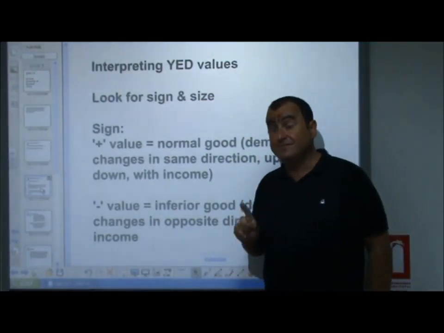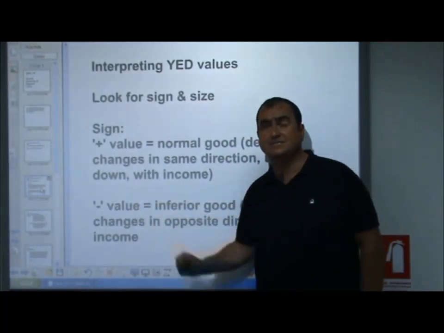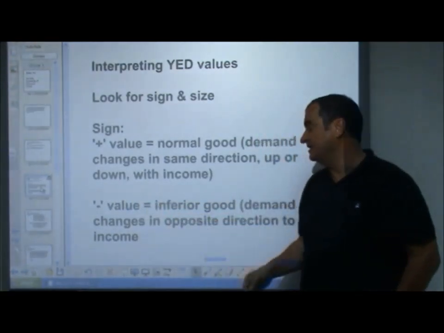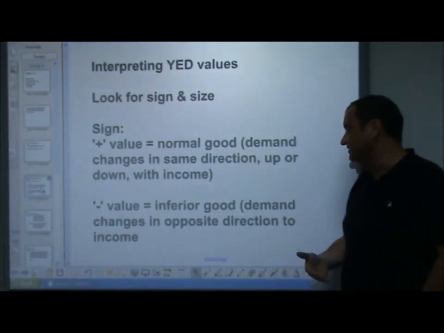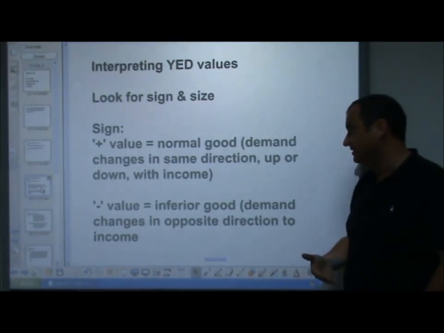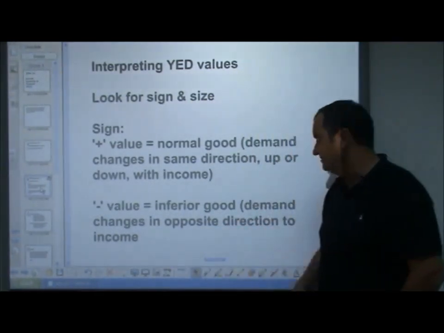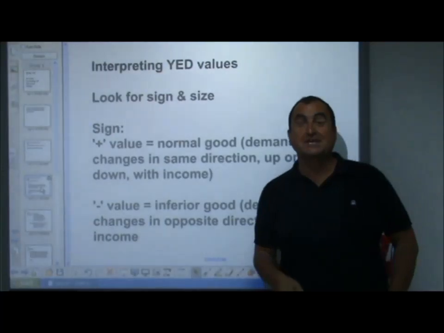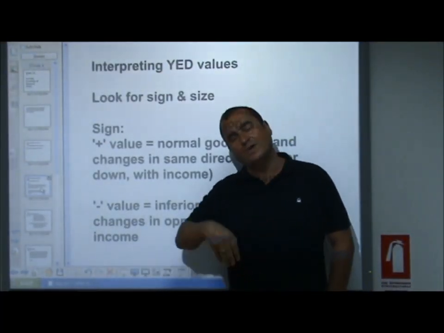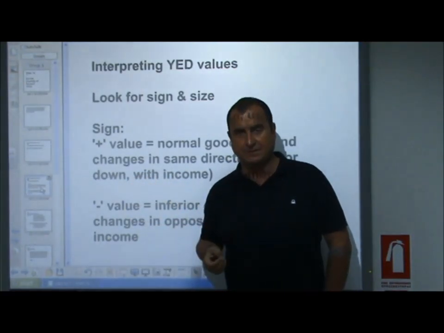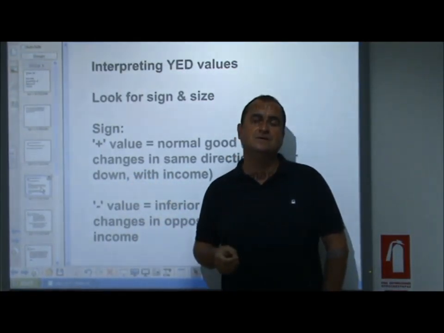But if the YED calculation comes out as negative, you get a negative value, it's an inferior good. Demand changes in the opposite direction to income. I didn't close my brackets, did I? Anyway, never mind. So demand changes in the opposite way to income. It is possible that we get more income, we buy less of something. That's called an inferior good.